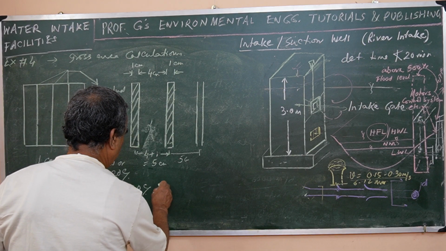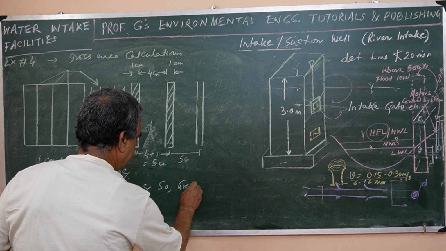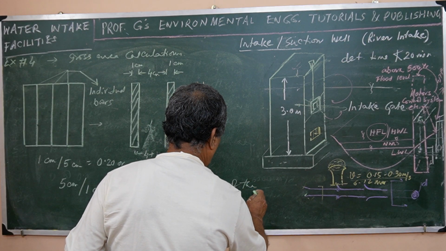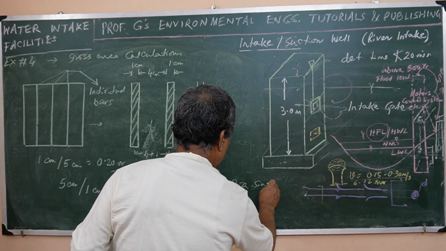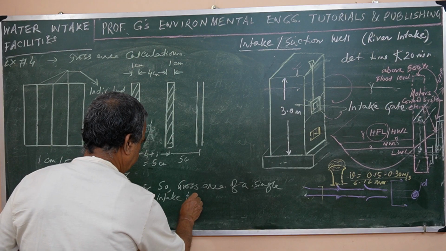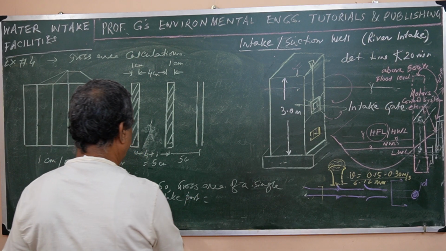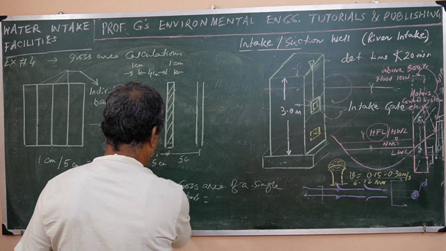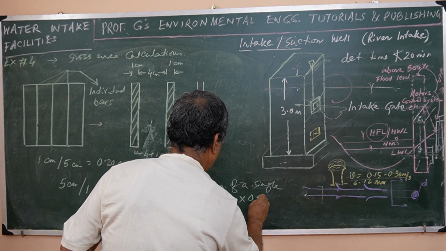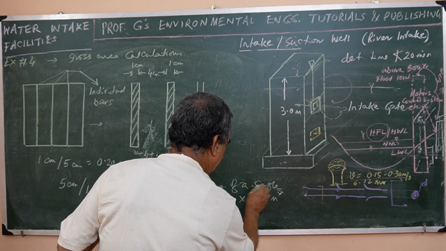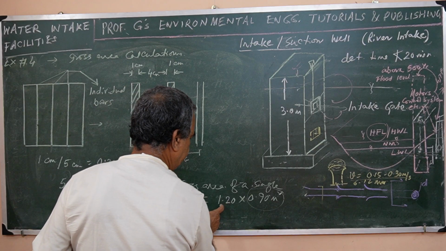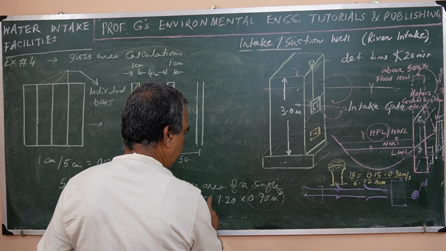So the gross area of a single intake port will have to be enlarged by 120% of the earlier one, what we have got. So this will be 1.2 times what we have got earlier, that is the opening area. This opening area has to be increased by 20%, but this will be the total gross area also.